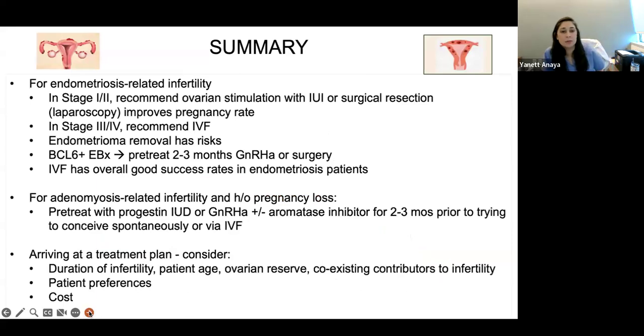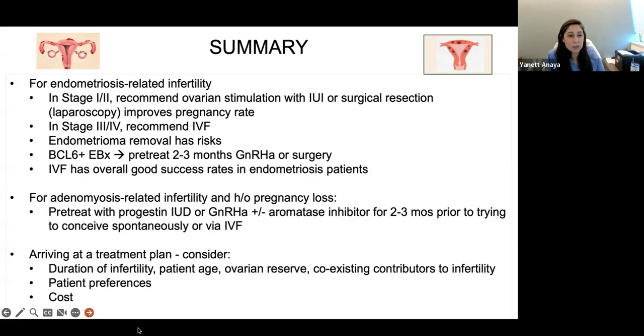So I think, in summary, for patients with endometriosis-related infertility, in patients with stage 1 and 2 endometriosis, we usually recommend ovarian stimulation with intrauterine insemination or laparoscopic resection of endometriosis, so surgical management. And in patients with more advanced endometriosis, we do recommend IVF.